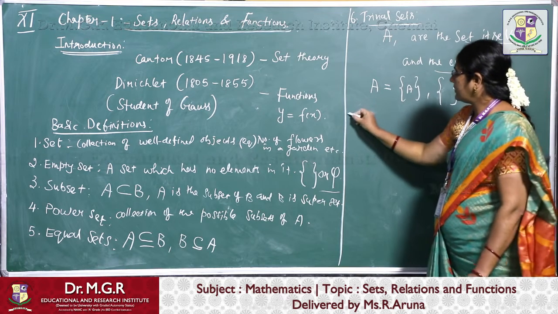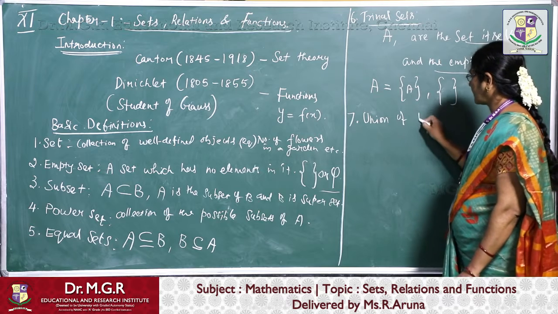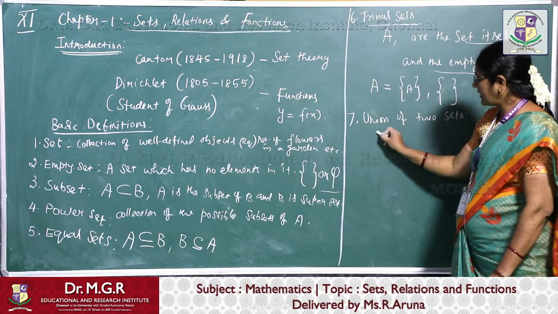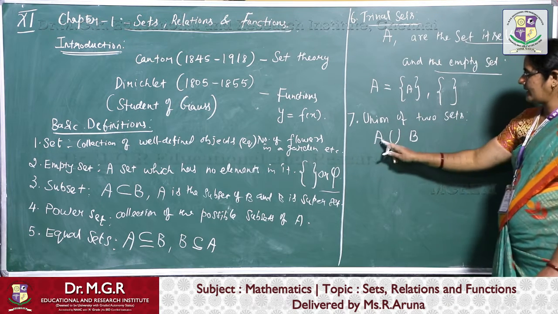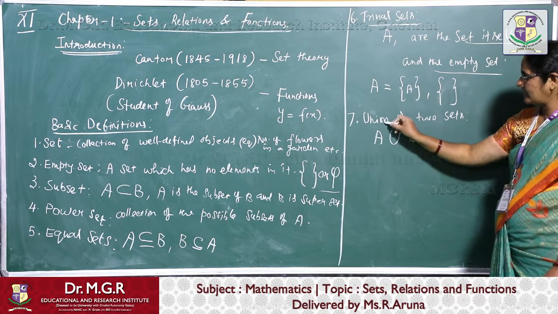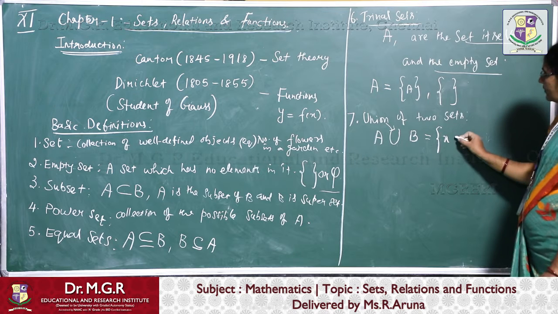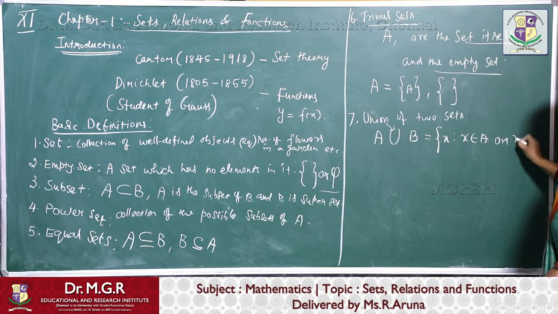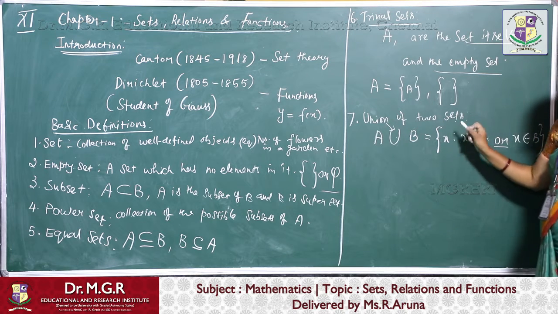Okay, now we shall see the next definition, union of two sets. When can we unite two sets? Very easy. Here also we need two sets to unite. This is denoted by A union B. Union is the set of all x such that x belongs to A or x belongs to B. The conjunction word 'or' is very important to define the union of two sets.